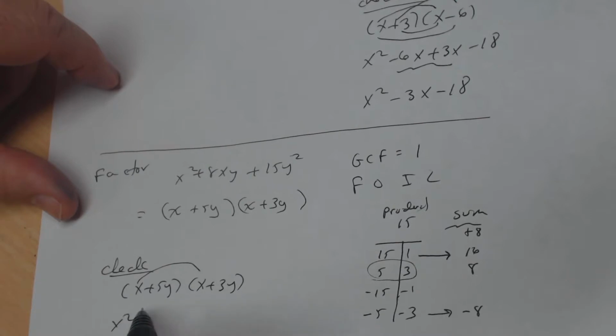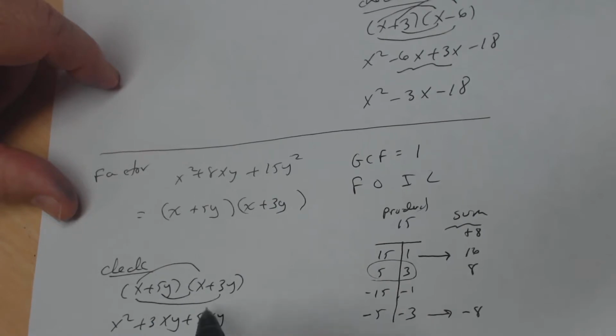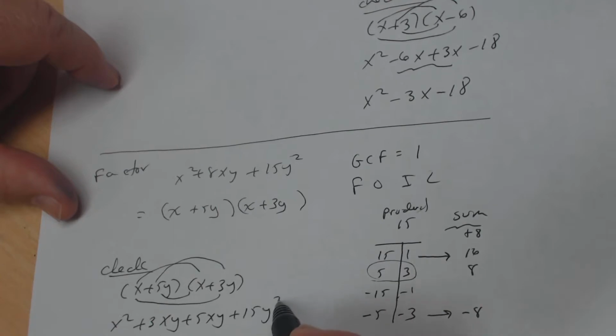x times x is x squared. The outer is a positive 3xy. The inner is a positive 5xy. And the last is a positive 15y squared.